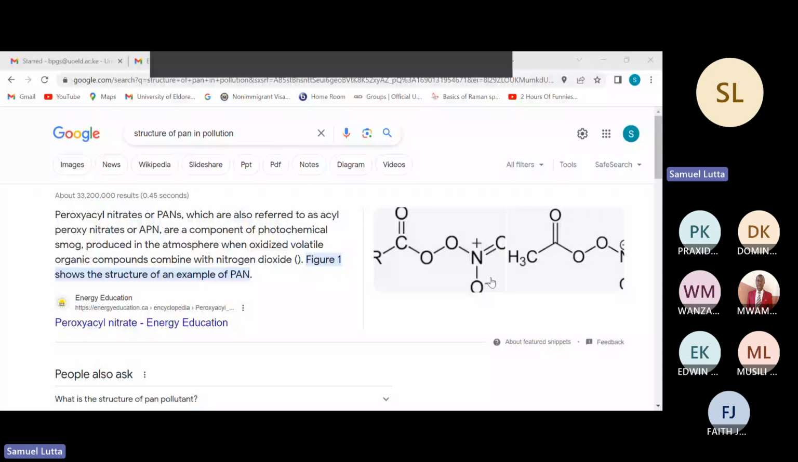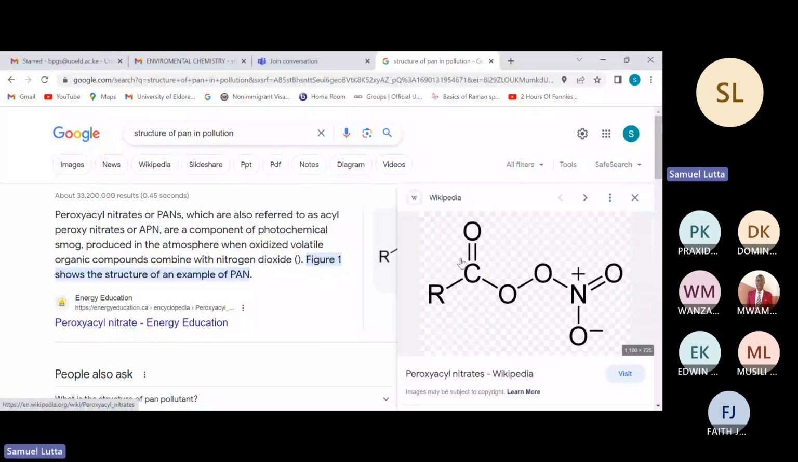So this is the structure of the peroxide that we were talking about yesterday. This one is called peroxyacetyl nitrate. This is the acetyl part, RCO. Then this is the peroxide, which is also still part of the nitrate part. So you talk about PAN. These are the peroxyacetyl nitrates that also play an important role during the photochemical reactions to produce smog.